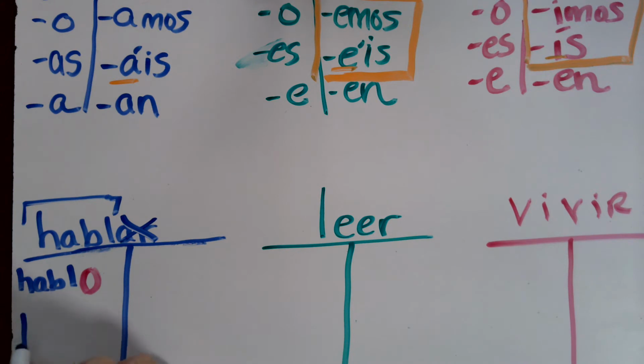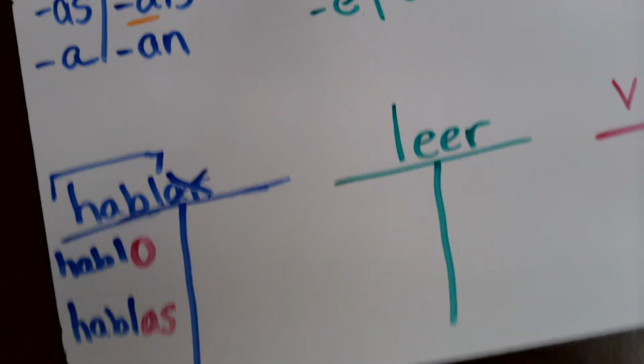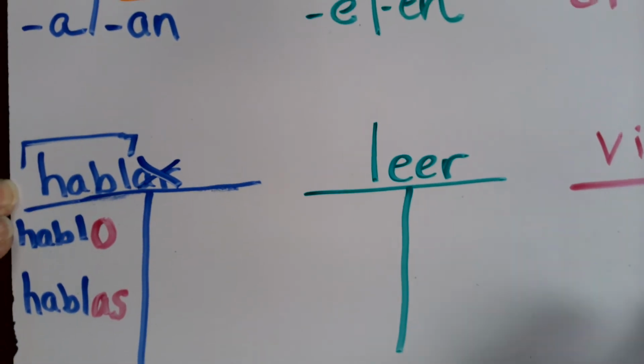For the tú form, to say you talk, I take my stem, check up here what's my tú ending, and it's tú hablas. For my usted, él, ella form, I'm going to take my root or my stem. I'm going to look up here. Usted, él, ella is an a ending. So he or she talks is usted, él, ella habla.